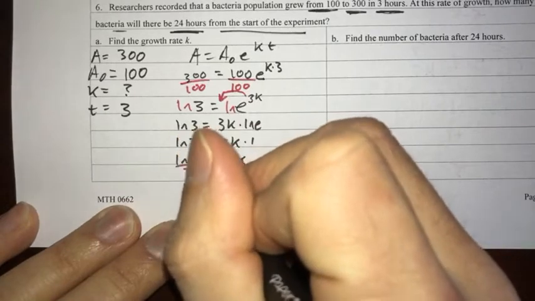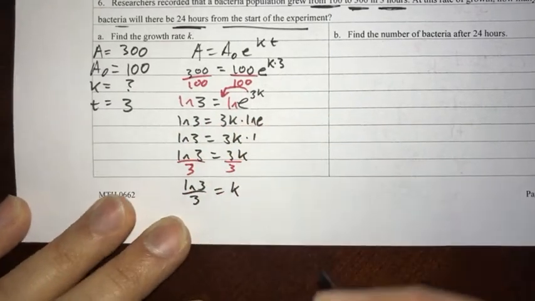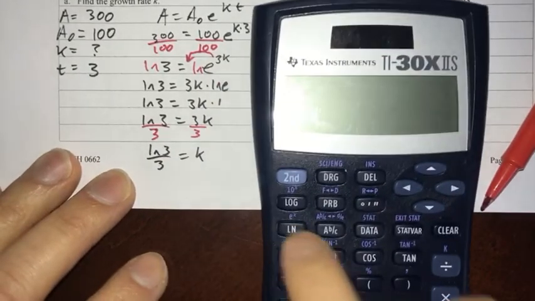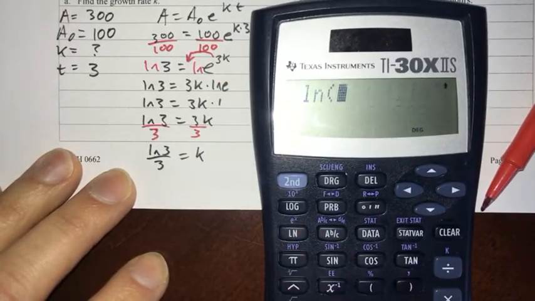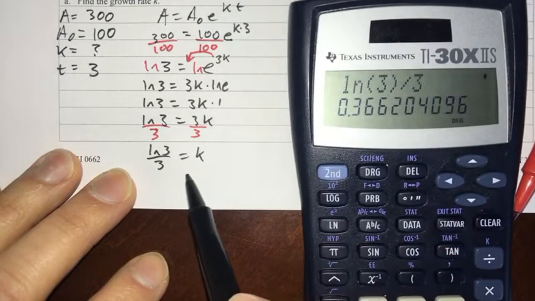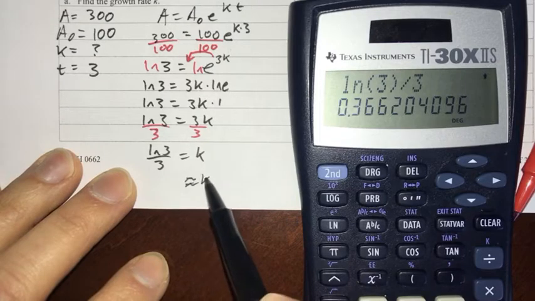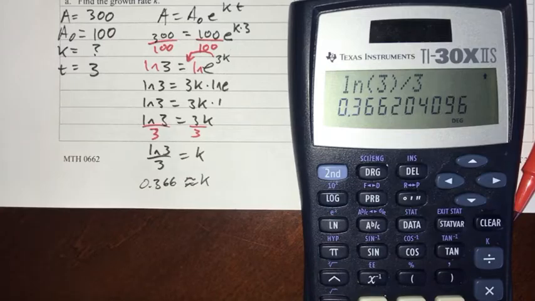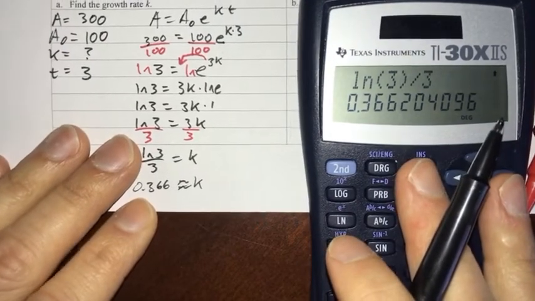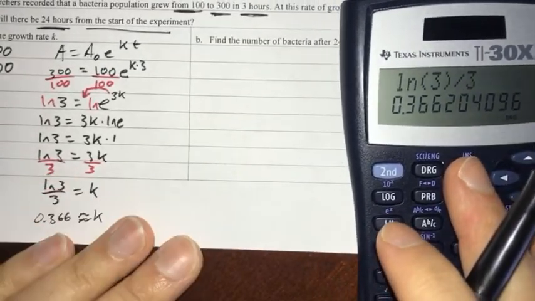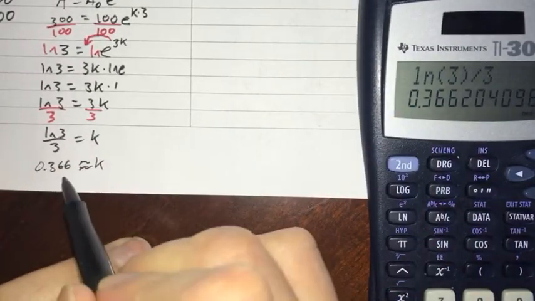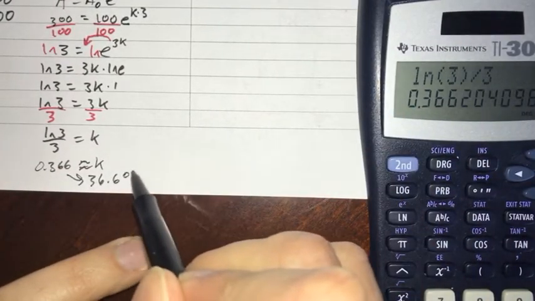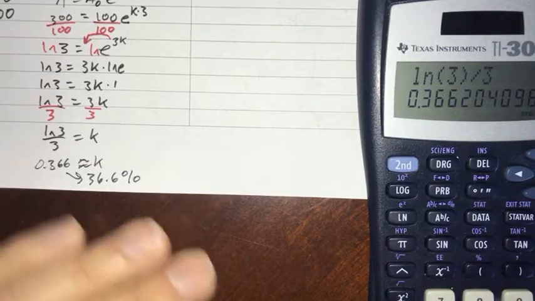Remember, this is just natural log of 3 over 3. Let's turn that into a decimal. Natural log of 3, make sure to close the parentheses, divide by 3. Looks like k is approximately 0.366. I think that would mean that this is like a 36.6% growth rate per hour.